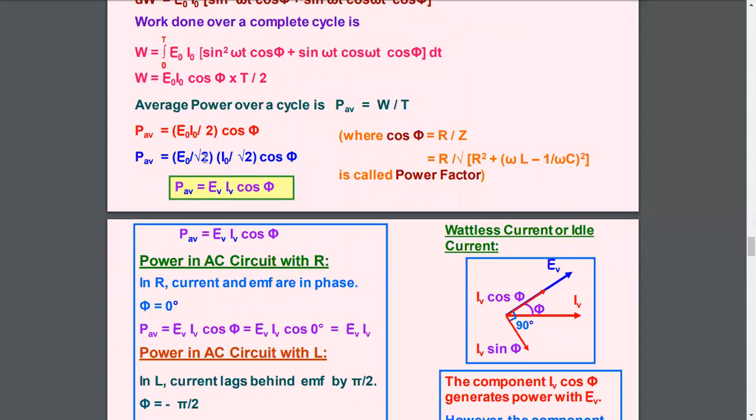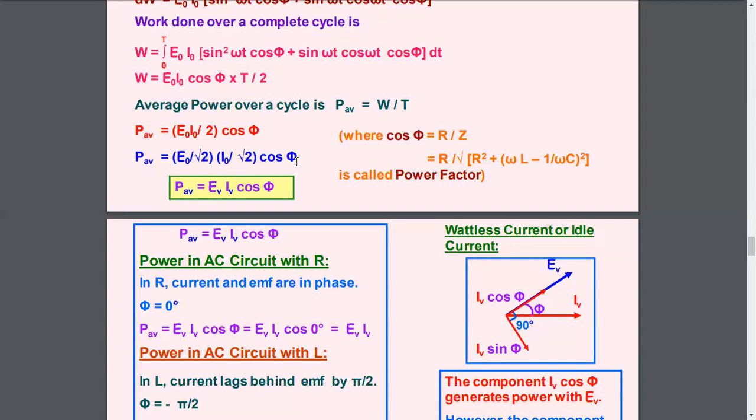And this 2 can be expressed as the product of root 2 into root 2. So here we have E naught divided by root 2 and I naught divided by root 2 into cos phi. And E naught divided by root 2 is nothing but the RMS value or virtual value of alternating EMF or alternating current. So remember, E naught divided by root 2 equal to E RMS and I naught divided by root 2 equal to I RMS, or virtual value, and cos phi is called the power factor because all the terms here remain constant.